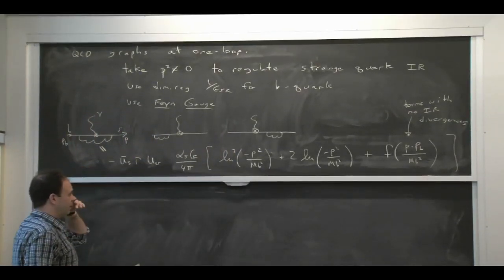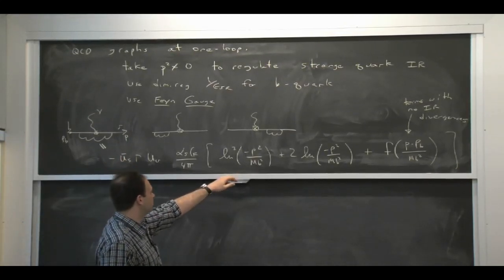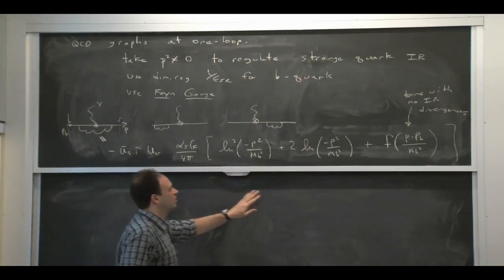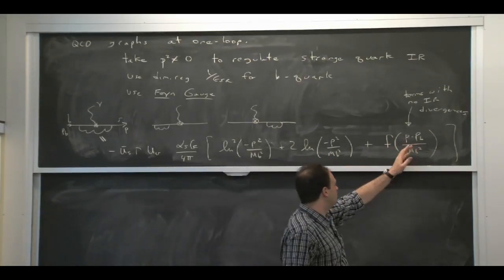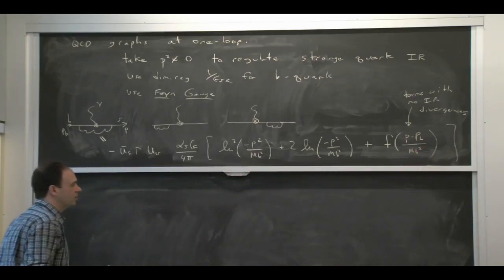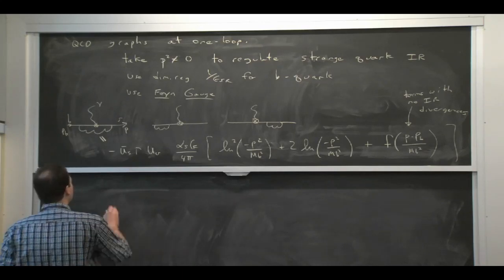I'm expanding for small p squared. So p squared is not equal to 0, but I take the limit p squared goes to 0. And in that limit, these are the IR singularities. And then there's some function of b dot b, which is just an order 1 thing. And then b squared, of course, is pb squared. So that's sort of the remaining kinematic variables this could possibly depend on.